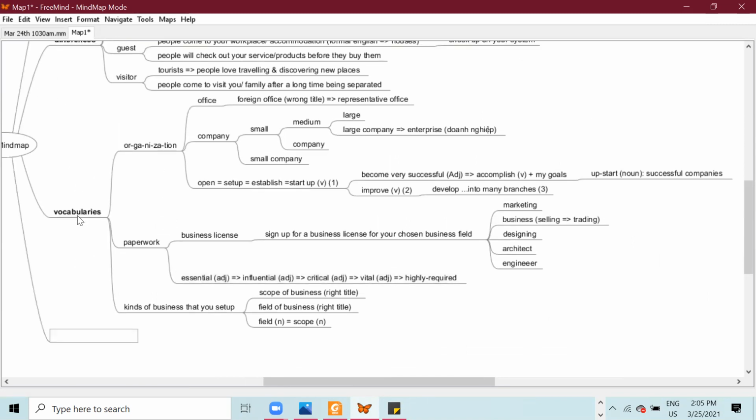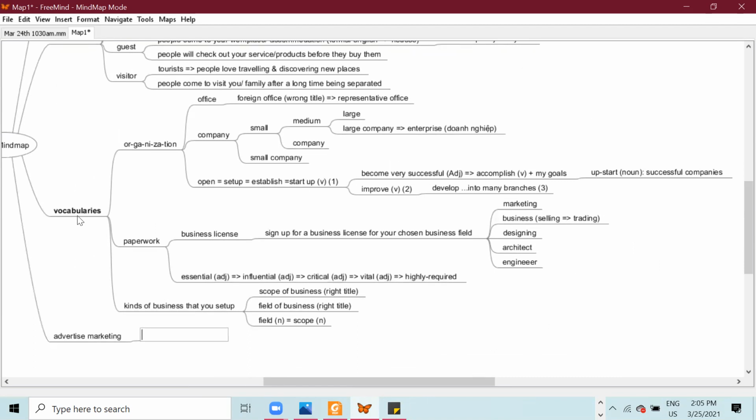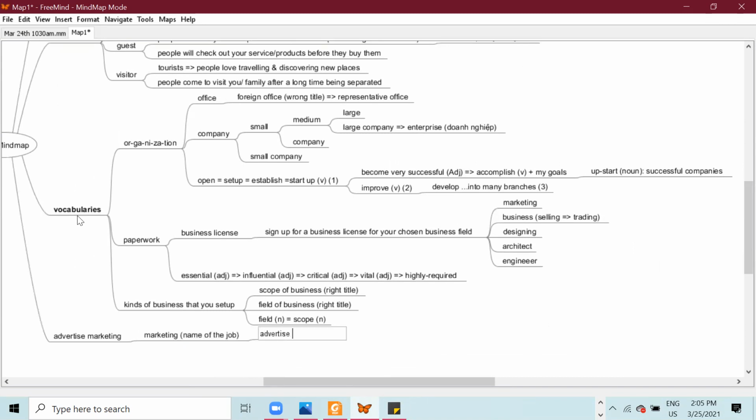Okay. So you are speaking of run advertise market. First we have the word marketing, for the name of the job. And second, we have the word advertise. Advertise is the action verb in English.